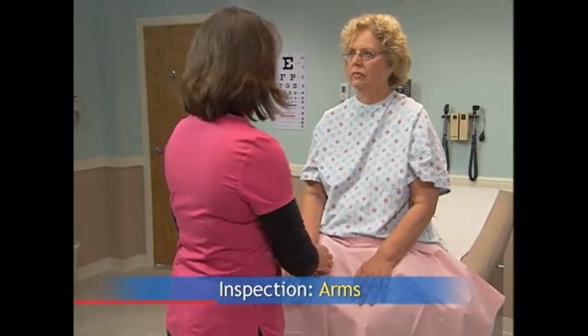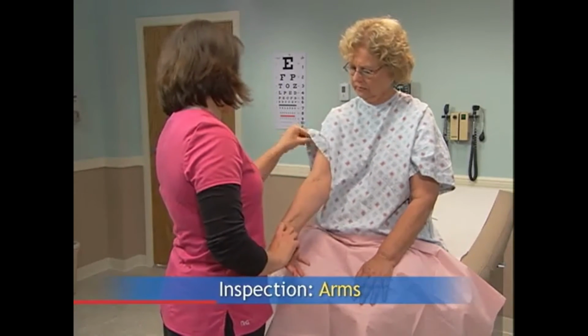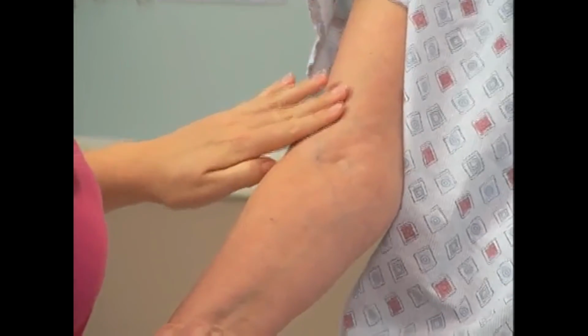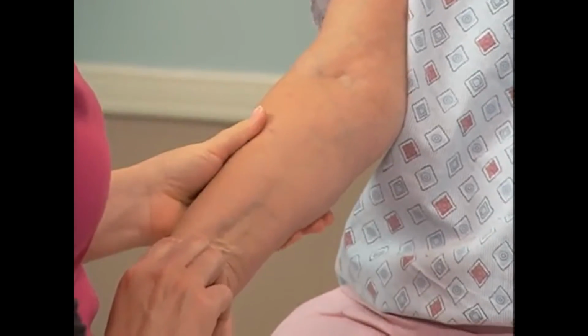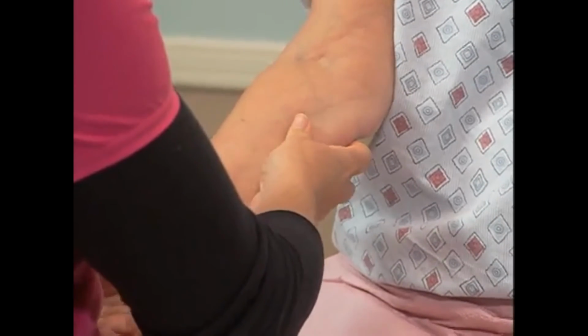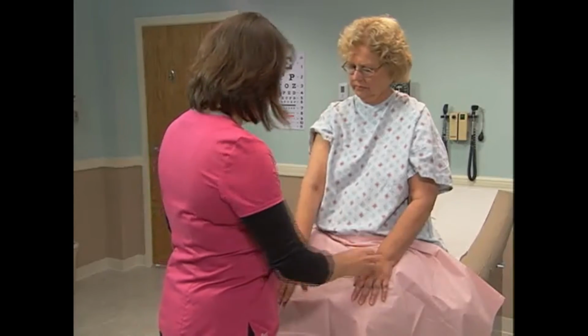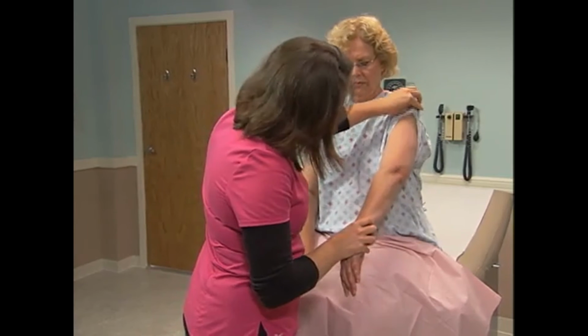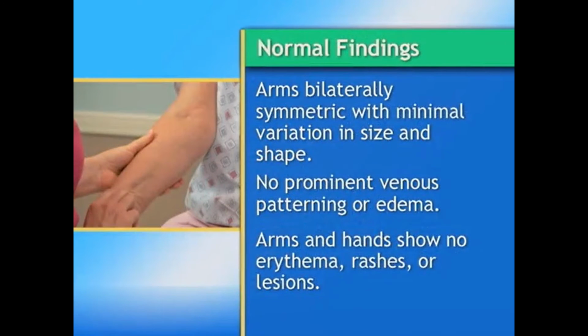Begin by inspecting the client's arms. Observe arm size and venous pattern, and look for edema. Note also the coloration of the client's hands and arms. Arms bilaterally symmetric with minimal variation in size and shape. No prominent venous patterning or edema. Arms and hands show no erythema, rashes, or lesions.